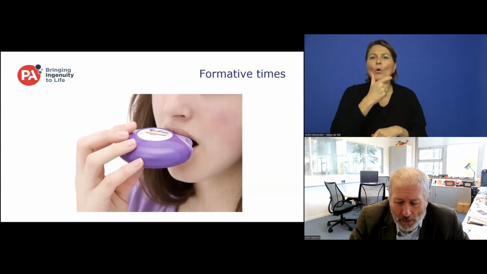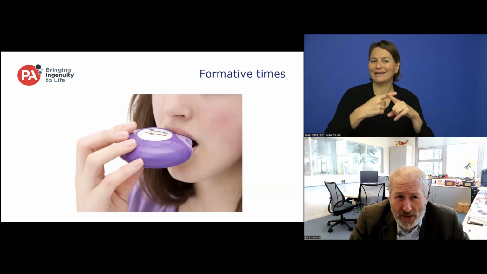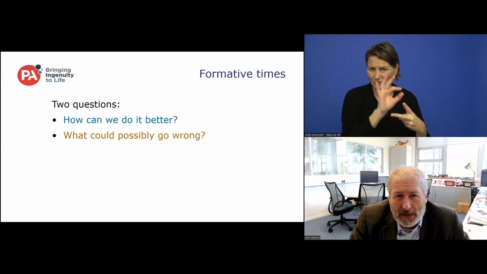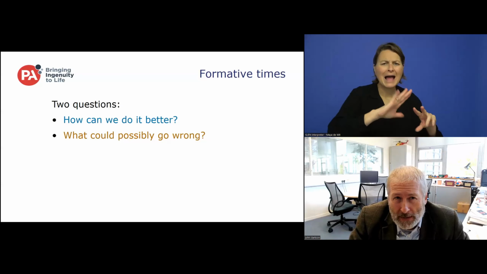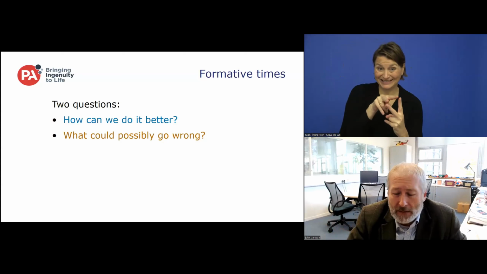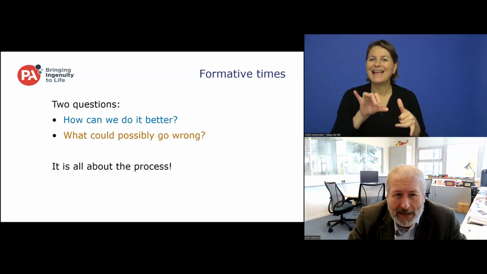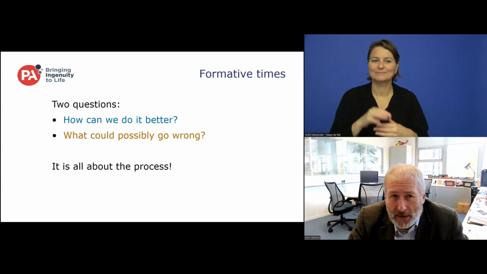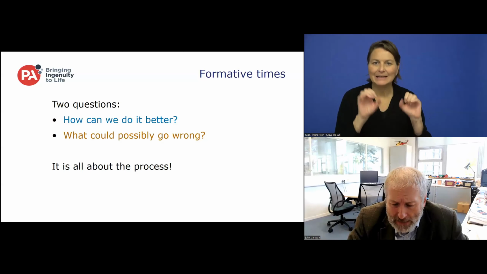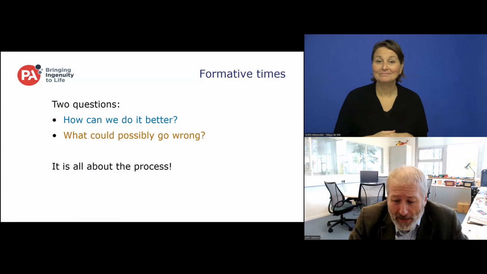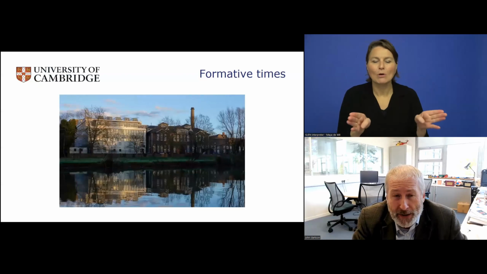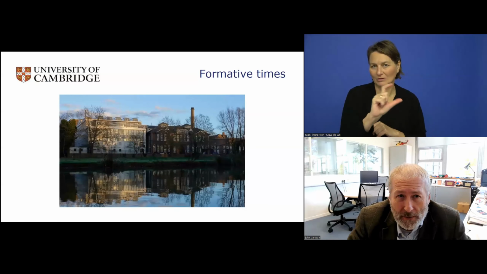And all of that work led me to the conclusion that engineering was simply two questions. How can we do it better? And what could possibly go wrong? And it's the balance of those two questions that really was what engineering was about. But more importantly, it's actually all about the process you take to answer those questions. So at that point, over 25 years ago, I went back to university, to the Department of Engineering in Cambridge, and I started looking at those two questions.